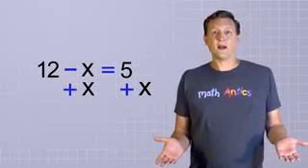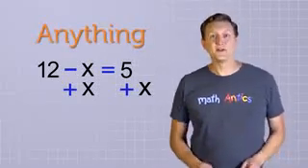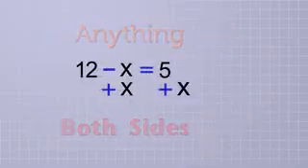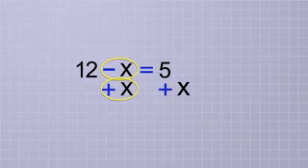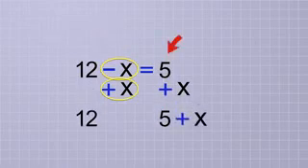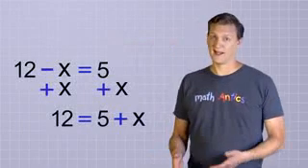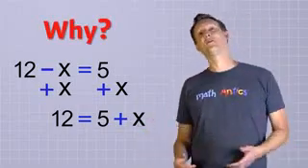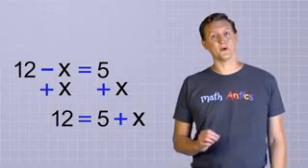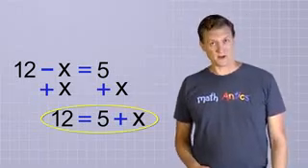Well, sure. Why not? We can add or subtract anything we want as long as we do it to both sides. And when we do that, the minus x and the plus x will cancel each other out on this side, and on the other side, we get 5 plus x. Now our equation is 12 equals 5 plus x. And you might be thinking, but why would we do that? That didn't even solve our equation. That's true. But it changed it into an equation that we already know how to solve.